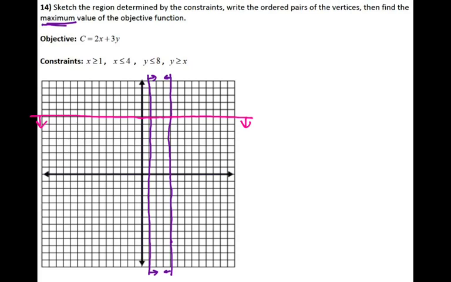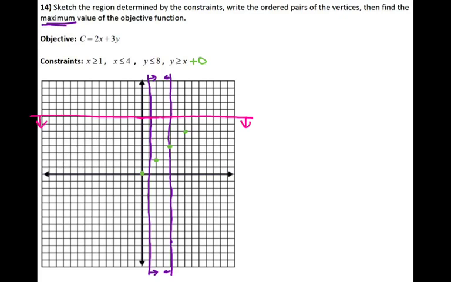And y is greater than or equal to x. So that is in slope-intercept form. It's the same thing as x plus 0. So I'm going to start at 0. My slope is 1, because that's the number in front of x. So I'm going to go up 1 over 1, up 1 over 1.